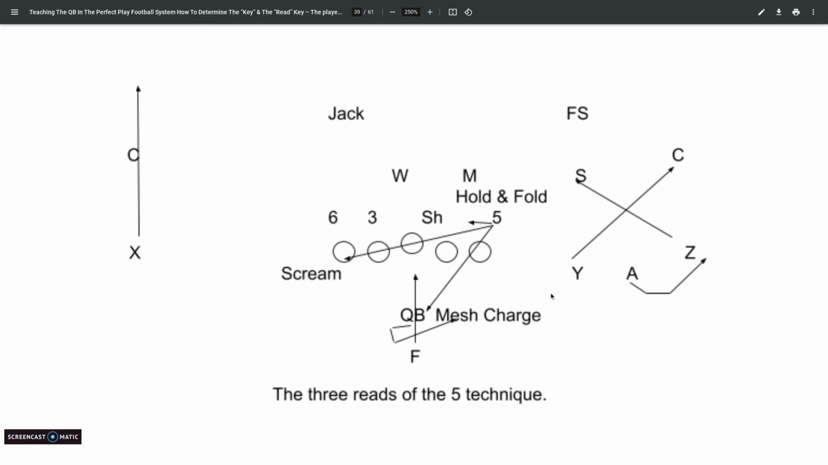Okay, coaches, that concludes the video. Those are the three movements that we try to teach our quarterback to see with his eyes and respond with his body to the movement of that defensive end or that five technique.